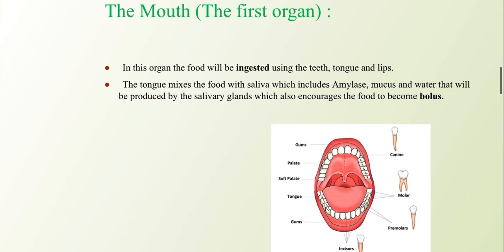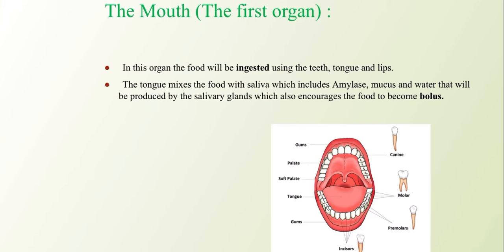So the mouth is the first organ in the alimentary canal. In this organ, the food will be ingested. We have three types of these processes: ingestion, digestion, and egestion. In this case, the food will be ingested using the teeth, tongue, and the lips in order to cut down and break down the food.